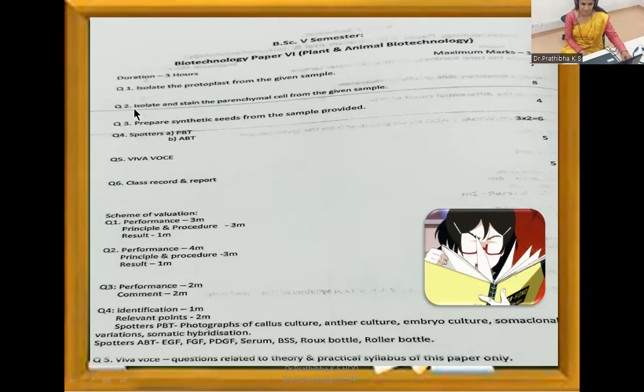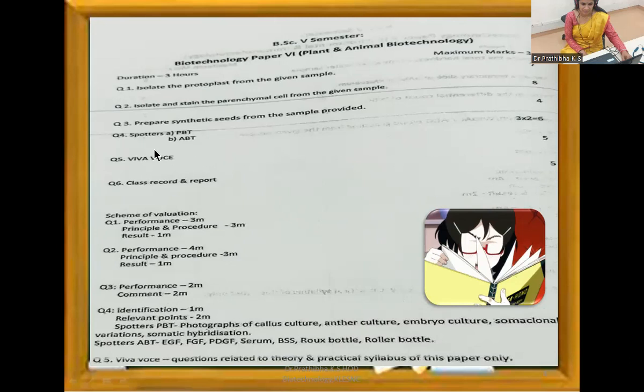Second question, there is no option again. Isolate and stain the parenchyma cells from the given sample. This carries 8 marks. Here again, performance 4 marks, principle and procedure writing part 3 marks, result 1 mark. Question number 3, prepare synthetic seeds from the sample provided, which carries 4 marks. Performance 2 marks, comment 2 marks. So this carries 4 marks.